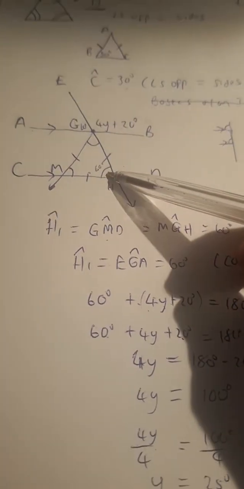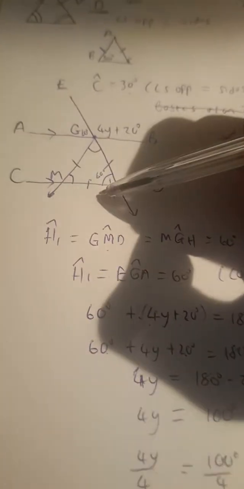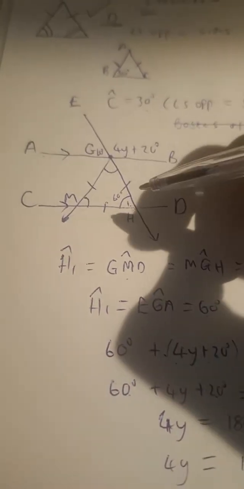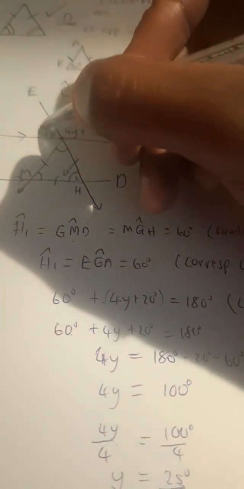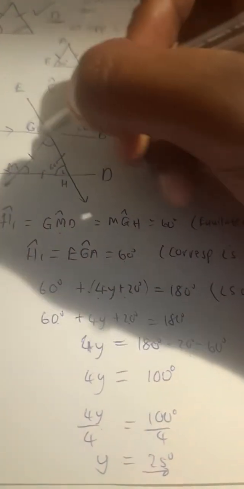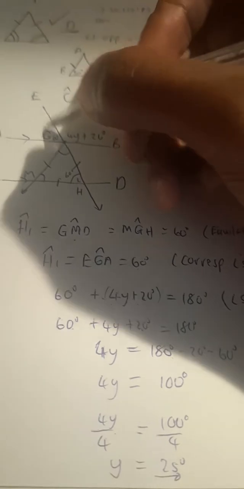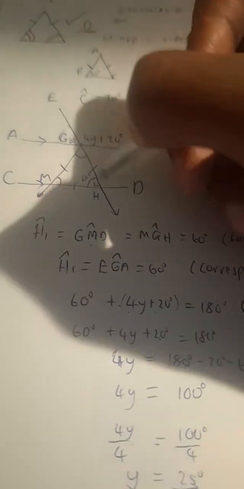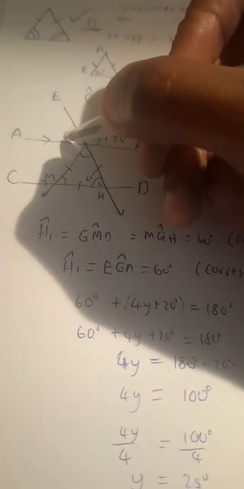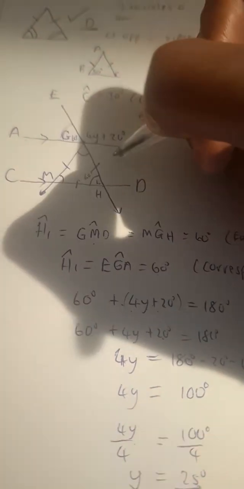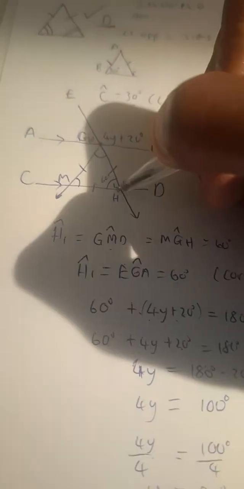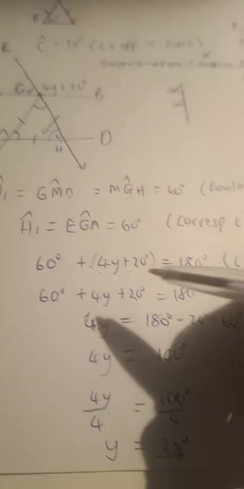Then, since I know angle H1 is 60, I can see there's a relationship between angle H1 and angle EGA. What is that relationship? It's corresponding. This is the line called the transversal line. On top of this parallel line, we have angle H1. On the same side of the transversal line, we have angle EGA, which is also on top of this other parallel line. So angle H1 and angle EGA correspond. And we say since H1 is 60, then angle EGA is also 60 degrees.